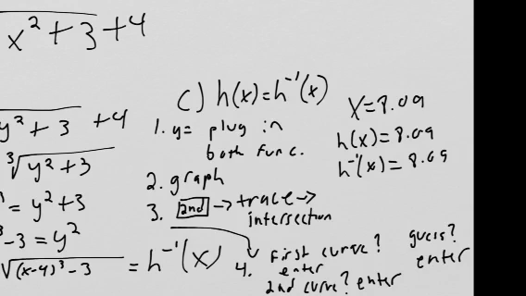So that's a good way to check, if you get a problem like this where it says the inverse and the original function are equal to each other. If they are equal to each other, the input should be the same as the output, and that's how you know that you have the inverse. Okay, so that's all for that problem.